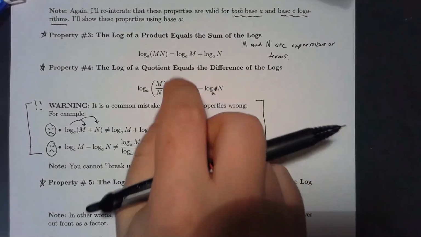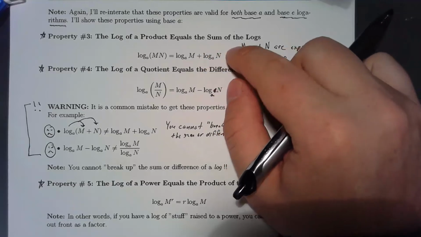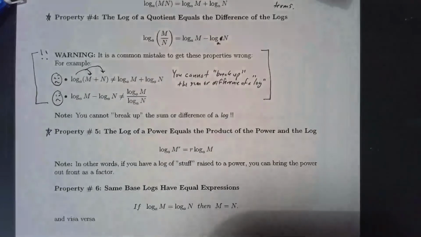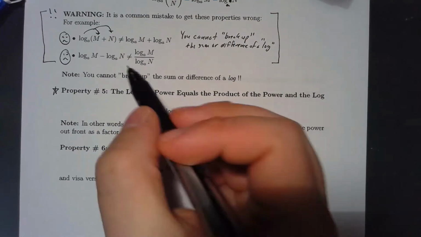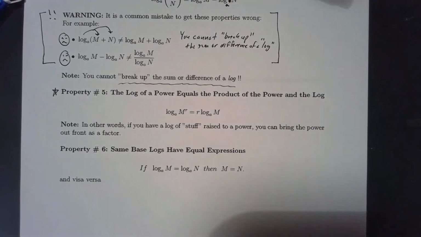When in doubt, just remember these two right here. These are the two you got to remember. The log of a product equals the sum of the logs. The log of a quotient equals the difference of the logs. You cannot break up the sum or difference of a log. All right.